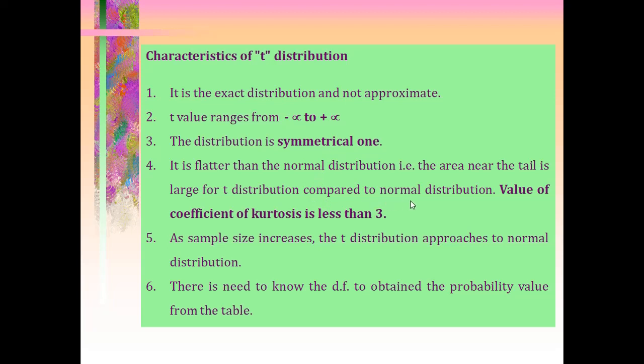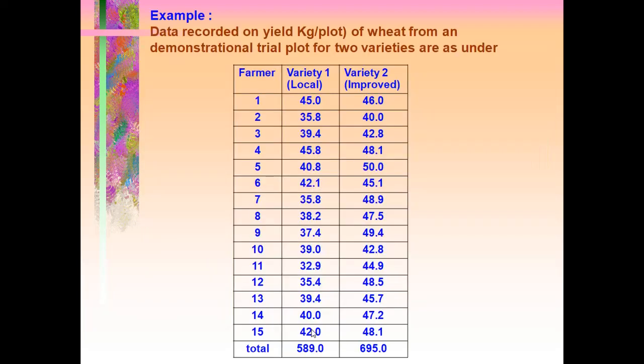It is flatter than the normal distribution. That means the height of this distribution is less as compared to the normal distribution, and that is why the coefficient of kurtosis value, which is normally used to work out the height of the distribution, is less than that of the normal. And the fifth characteristic is, as you go on increasing the sample size, this distribution approaches the normal distribution. And the important thing is, if we want to refer to the t table, there is a need of degrees of freedom to find out the probability value from the table.